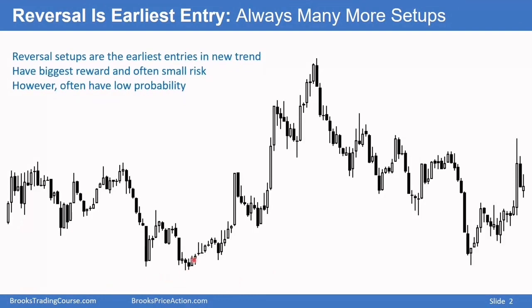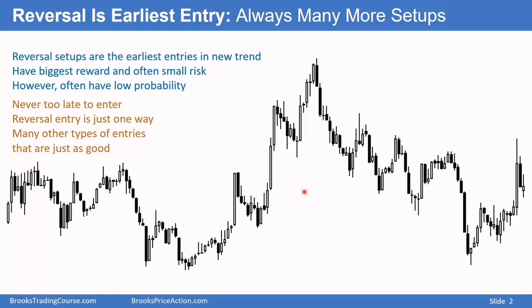The advantage of entering on the first reversal is that the risk is small. It's the smallest that you're going to have in the entire trend. For example, selling up here, the risk is relatively small compared to the reward. However, the probability is usually lower as well. It's higher probability to trade after the trend has begun, but at that point, the stop is further away.